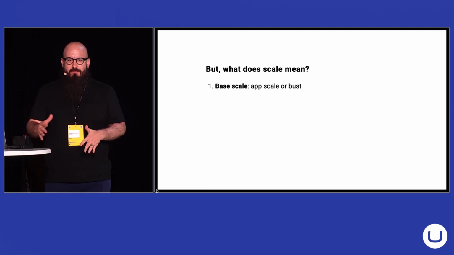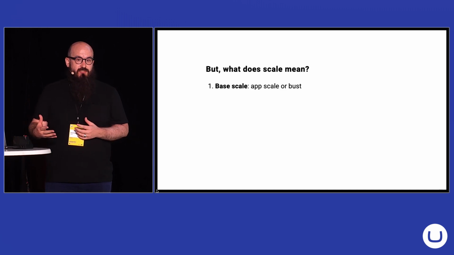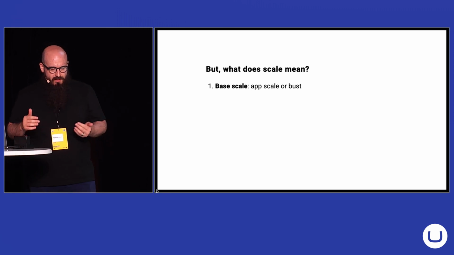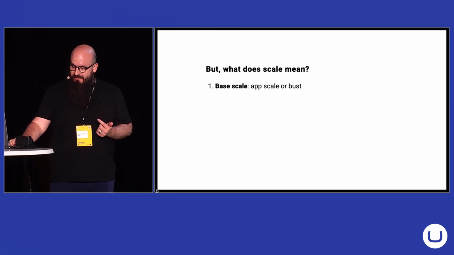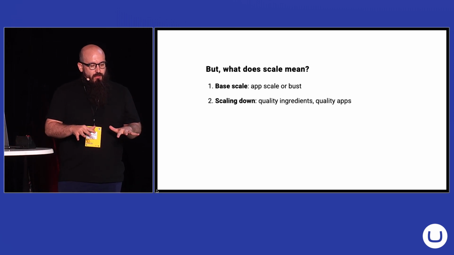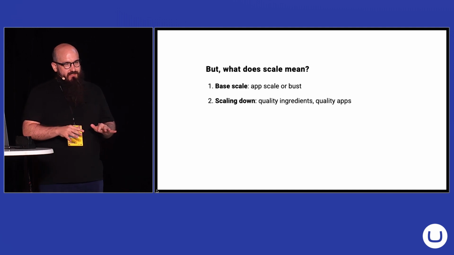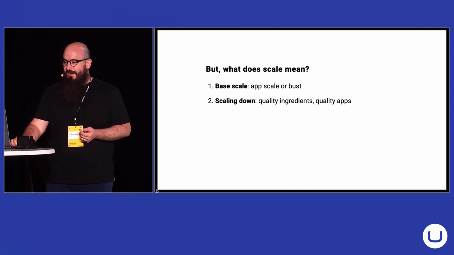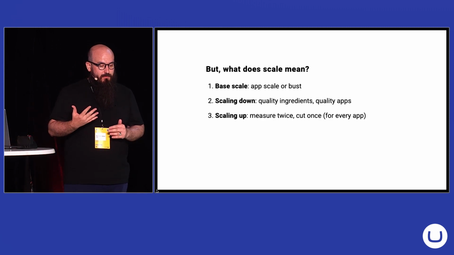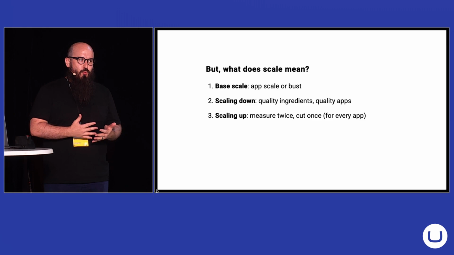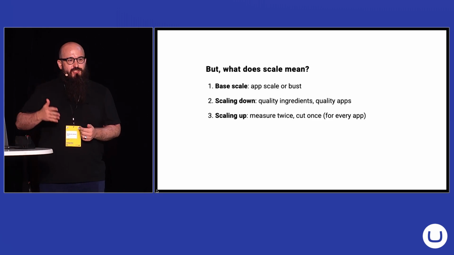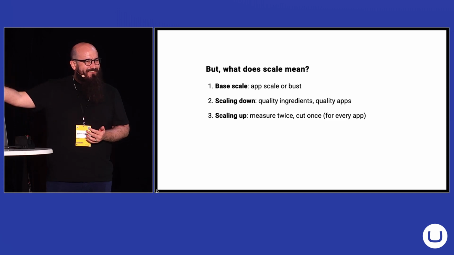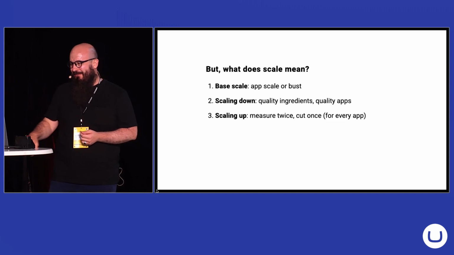First, we're going to start at what it means to deliver something at application scale, which for this is going to be our base scale. And working from there, we're going to scale down to the quality ingredients that are required to make quality applications. From there, we're going to scale back up to talk about how once you've measured twice on those quality ingredients, you can start making not just one, but 2 or 50, or if you're crazy, 500 applications with those ingredients.